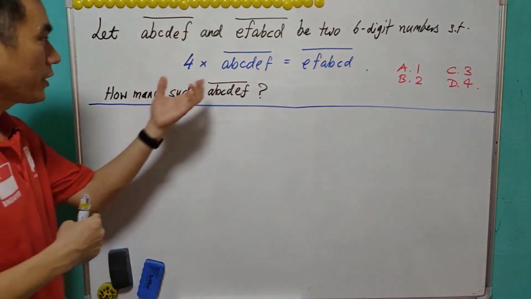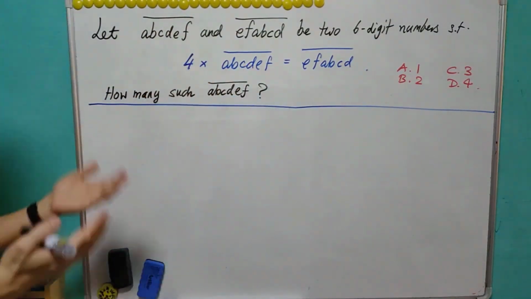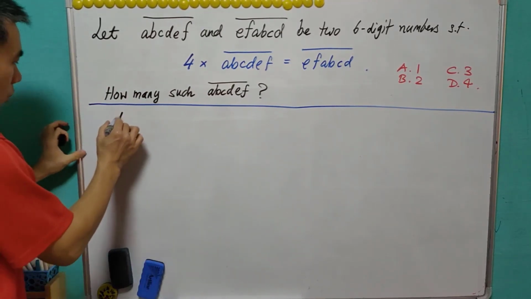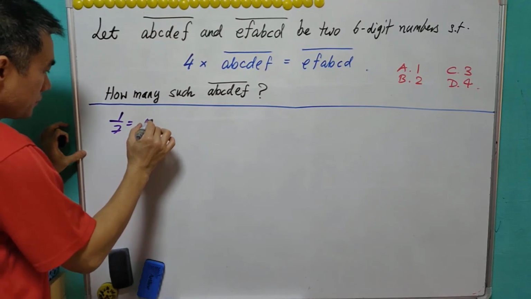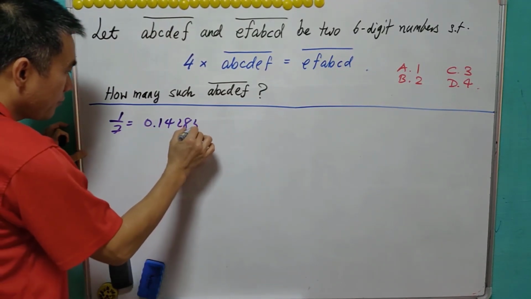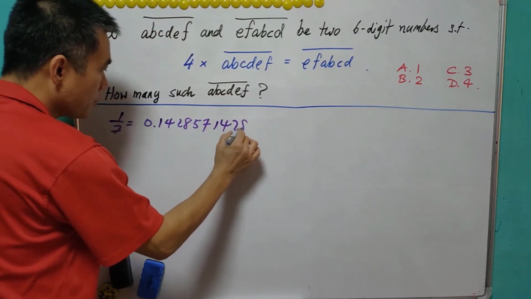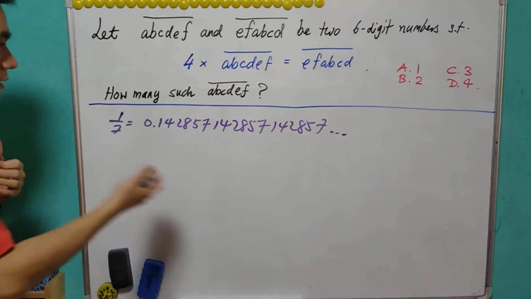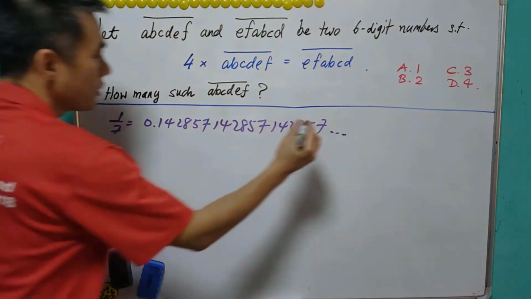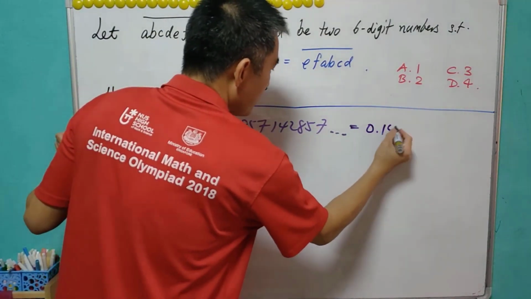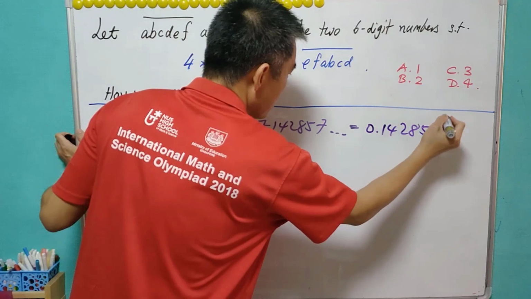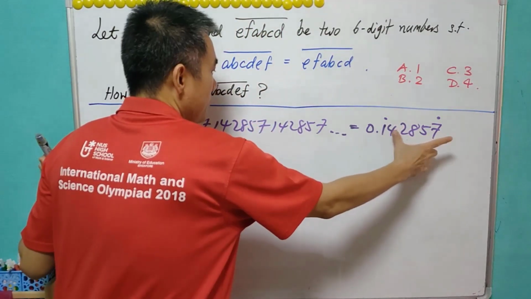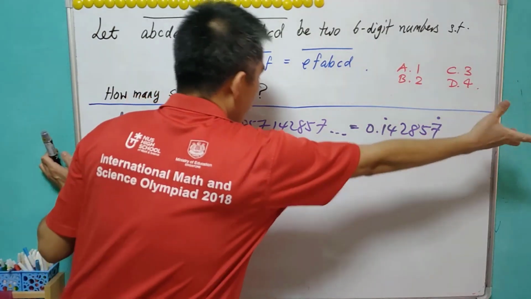For some reason, whenever this question is asked, I always think of a special number, that is 7. Because 1 over 7 is equal to 0.142857, 142857, 142857, and the pattern repeats. As such, we can write it as 0.142857 with dots over the 1 and the 7. It means that this block of 6 numbers will keep repeating.